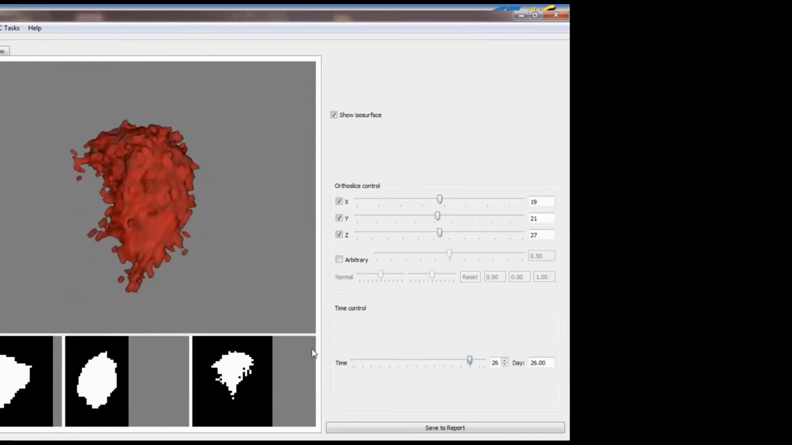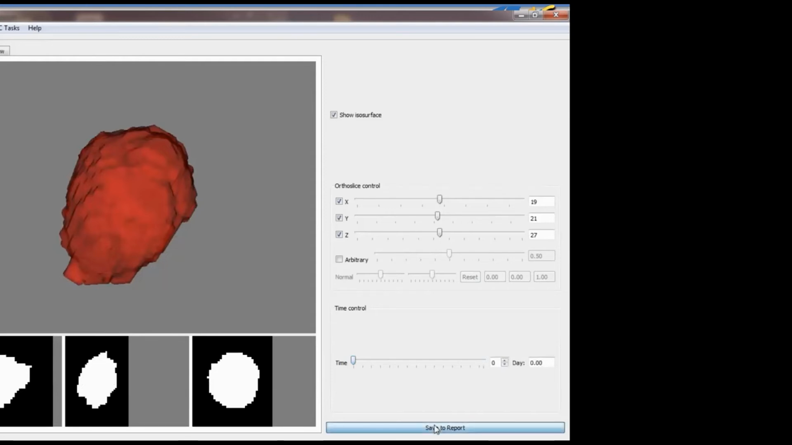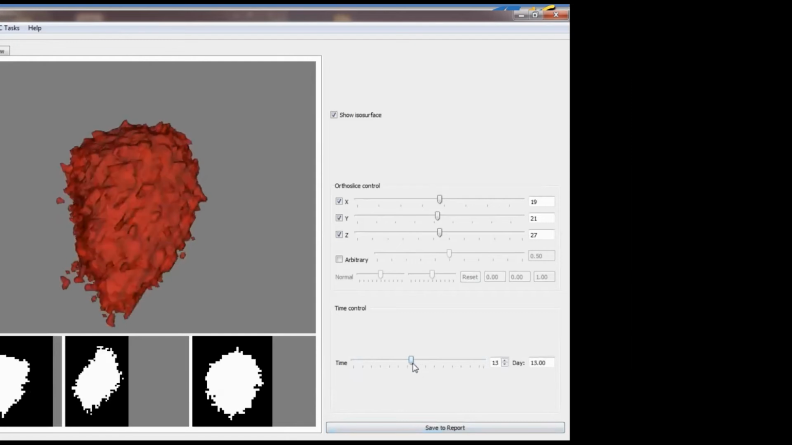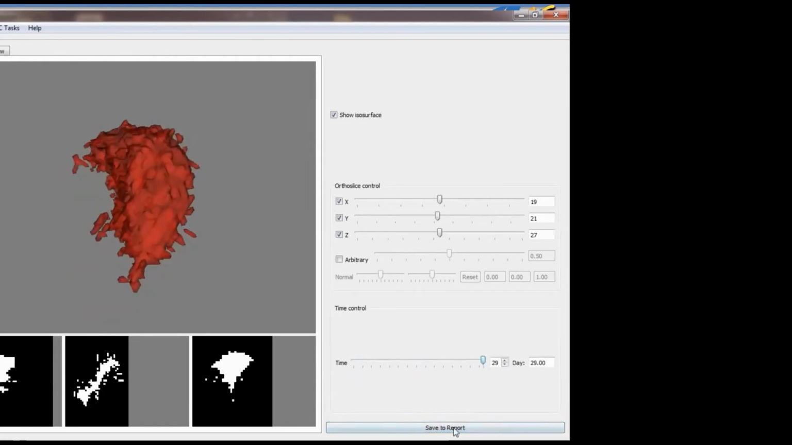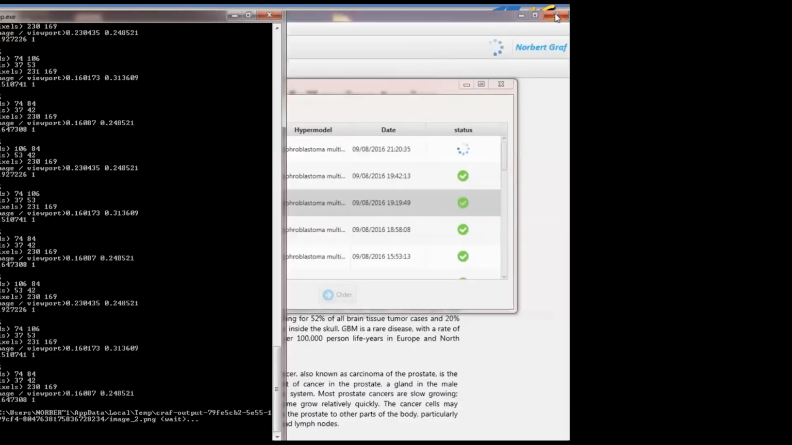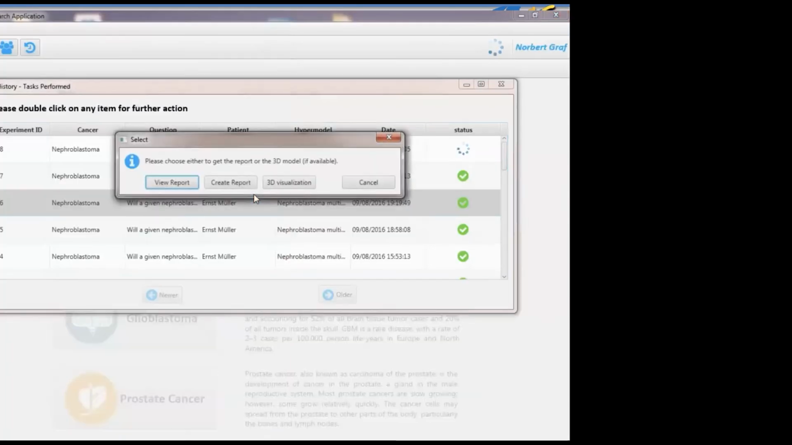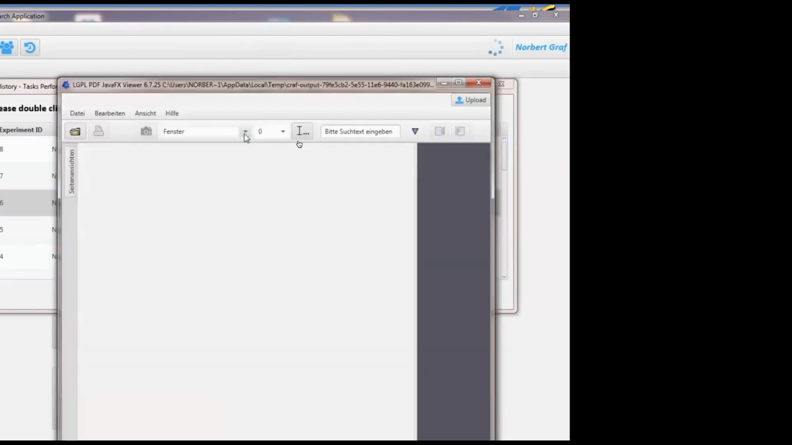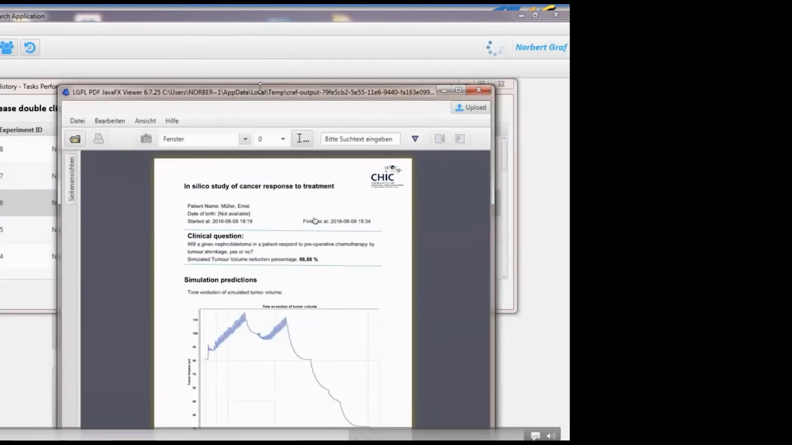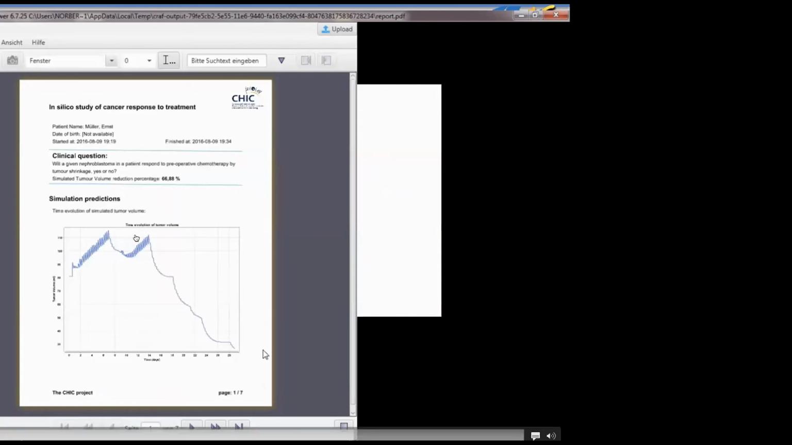And you can put all this in a report. Select the time of diagnosis and maybe select the time after half of the treatment. And then you put this together with the end of treatment visualization of the tumor. And then you receive a report that you can store and upload, create a report. You can upload it to the database you have. And this report shows you how the tumor is shrinking over time.